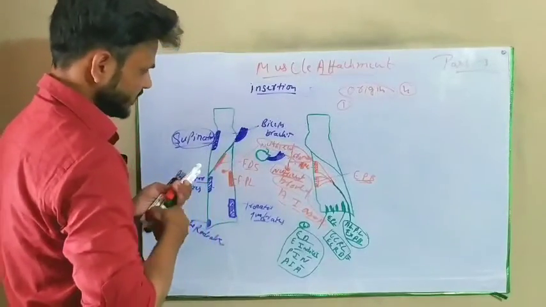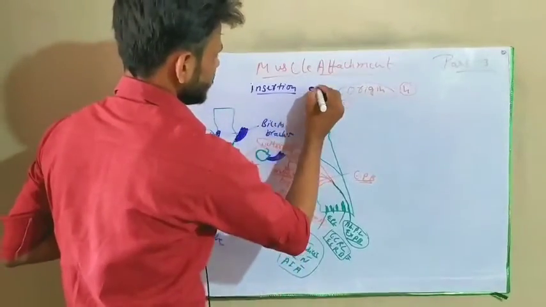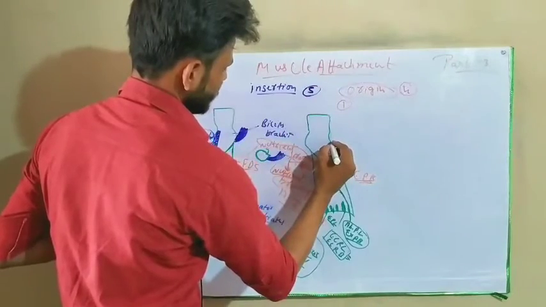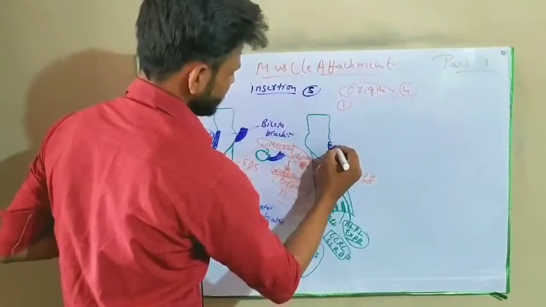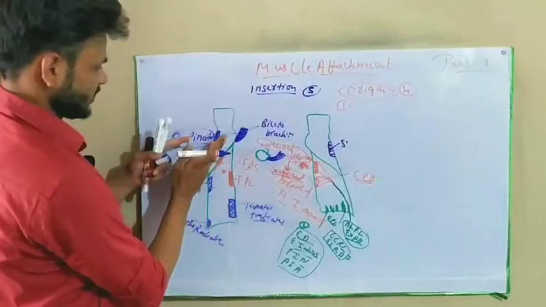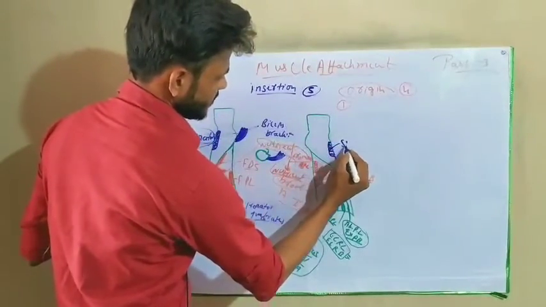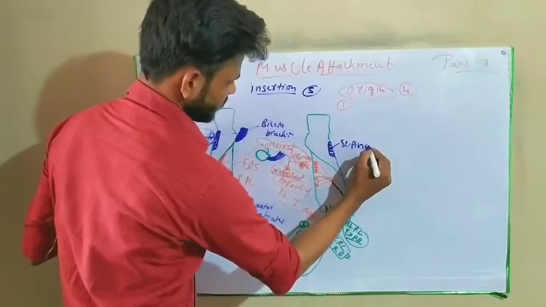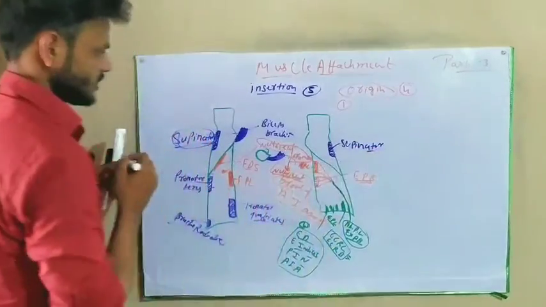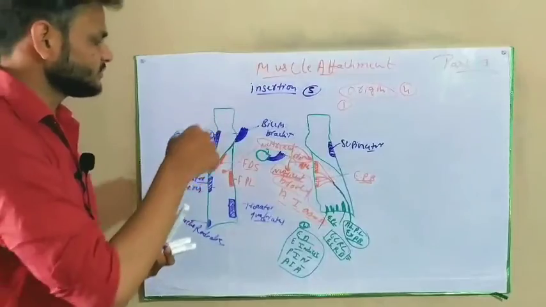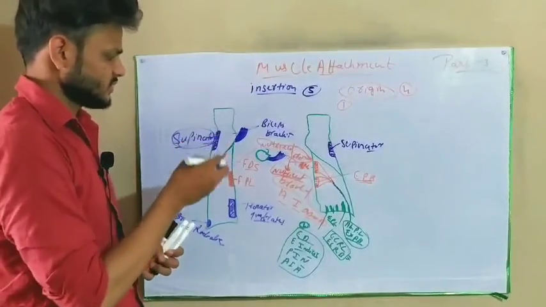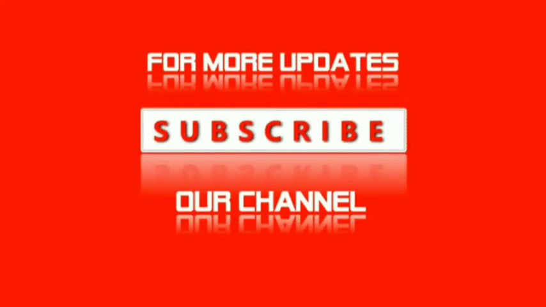And for insertion, 5 muscles are inserted on the radius. This is supinator. Here the supinator will turn posteriorly. This is the supinator insertion. This is all about the muscular origin and insertion on the radius.